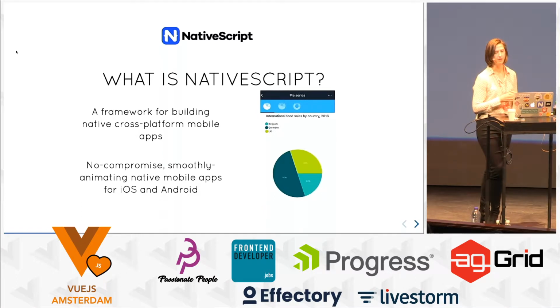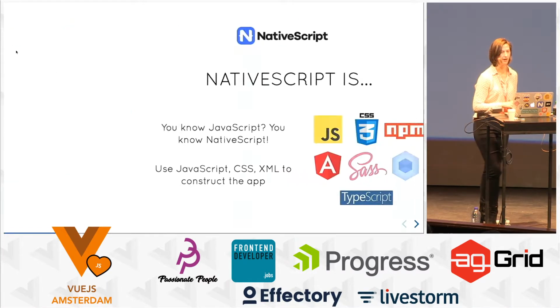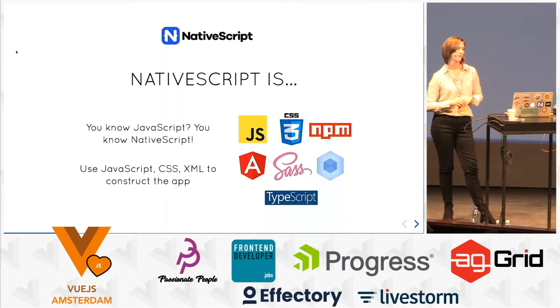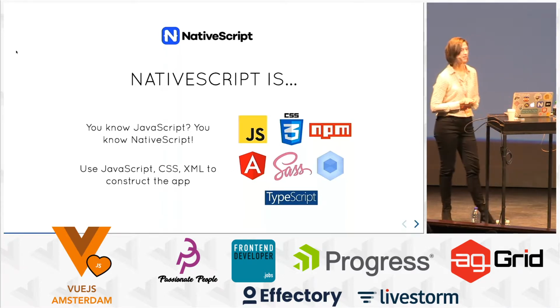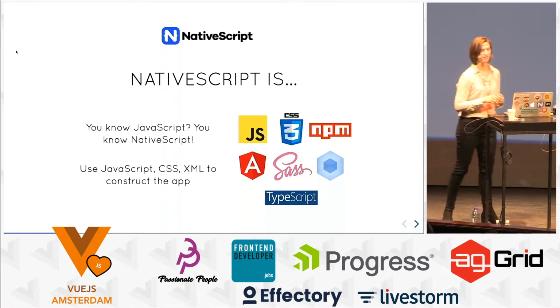You can download an app called Examples NativeScript in both app stores and check it out. A lot of people come up to me and say, NativeScript, oh, do I have to learn another script? Do I have to learn another language? No, it's just JavaScript. If you know JavaScript, you know NativeScript. So you're going to use JavaScript, CSS, and XML to construct the app.